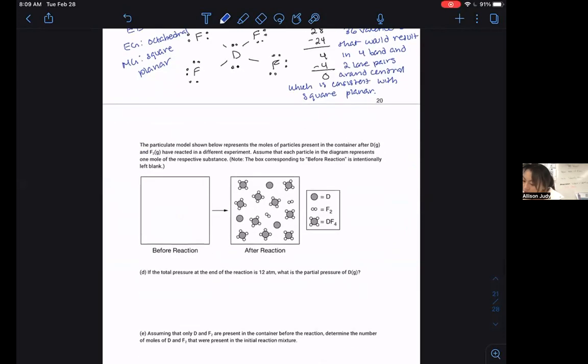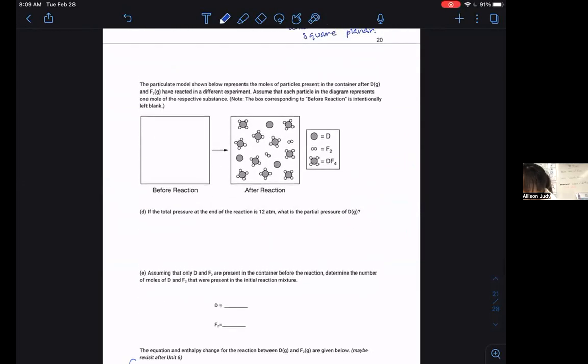Okay, part D/E has another little mini prompt. The particulate model shown below represents the moles of particles present in the container after D and F2 are reacted in a different experiment. Assume that each particle in the diagram represents 1 mole of the respective substance. Note the box corresponding to before reaction is intentionally left blank. Okay, I love how they have to tell us that.